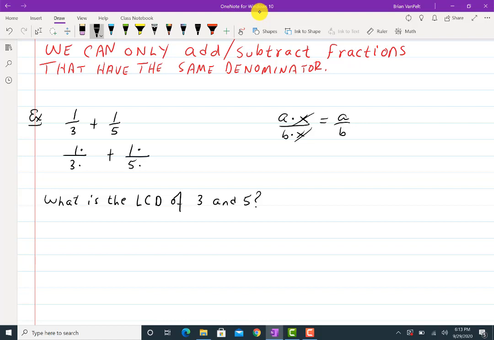Well, guess what? The LCD, which is, by the way, lowest or the least common denominator, LCD is the same as the LCM. So LCD means least common denominator.